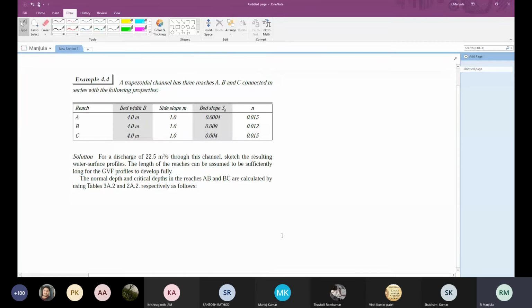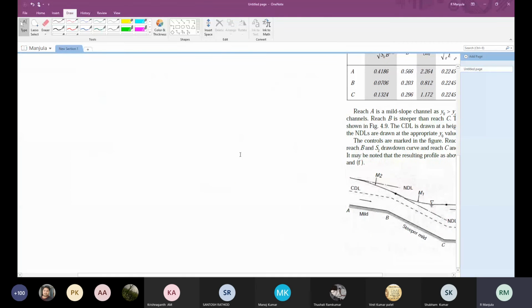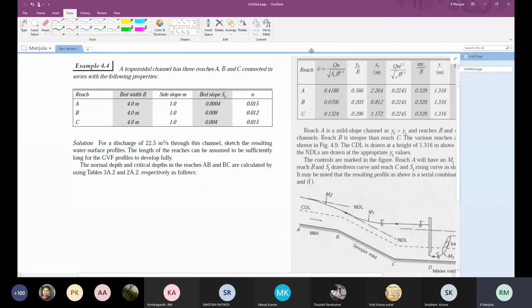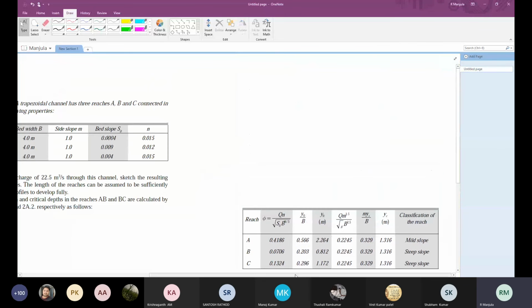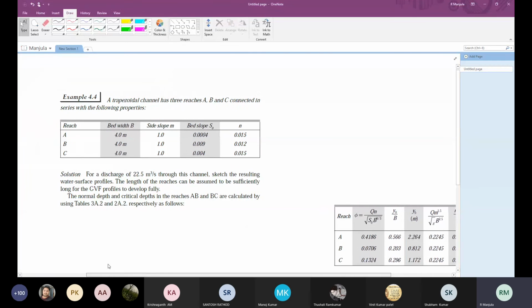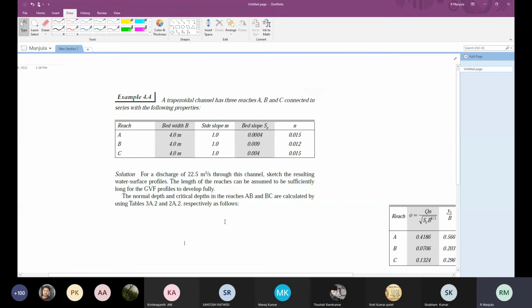So how can we classify the reach? For a given discharge of 22.5 meter cube per second through this channel, you have to sketch the water surface profile. The length of the reach can be assumed to be sufficiently long for the GVF profile to develop fully. You have to compute the normal depth and critical depth for reaches AB and BC, and it should be calculated using the table.